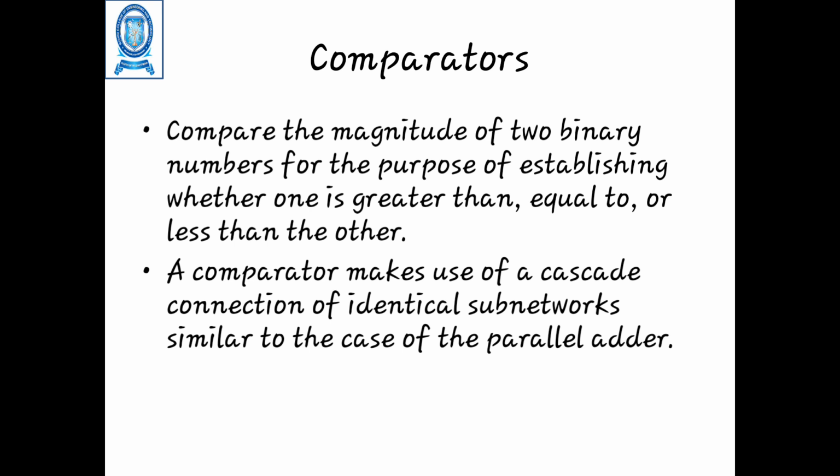A comparator makes use of a cascade connection of identical subnetworks, similar to the case of the parallel adder. So, same as the parallel adder, a comparator is also created as a cascade connection of identical subnetworks.